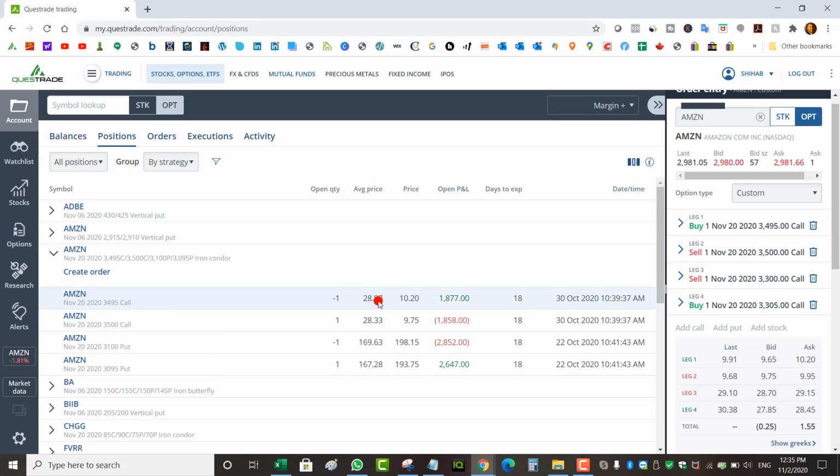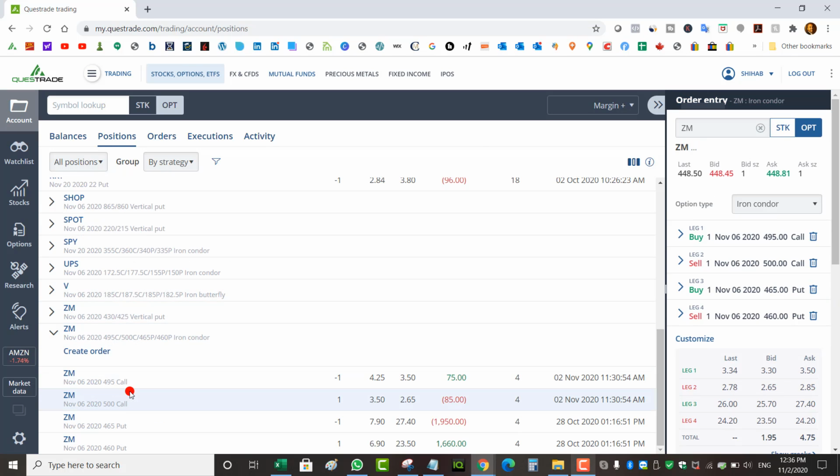You could see that the value of the premiums have dropped. So I had sold the call spread for $28. So each leg, I sold the call option for $28.97 and I bought the other call option for $28.33. You can see right now it's trading for $10 and $9.75 respectively. That's because the stock has dropped, so the call premiums will drop as well.